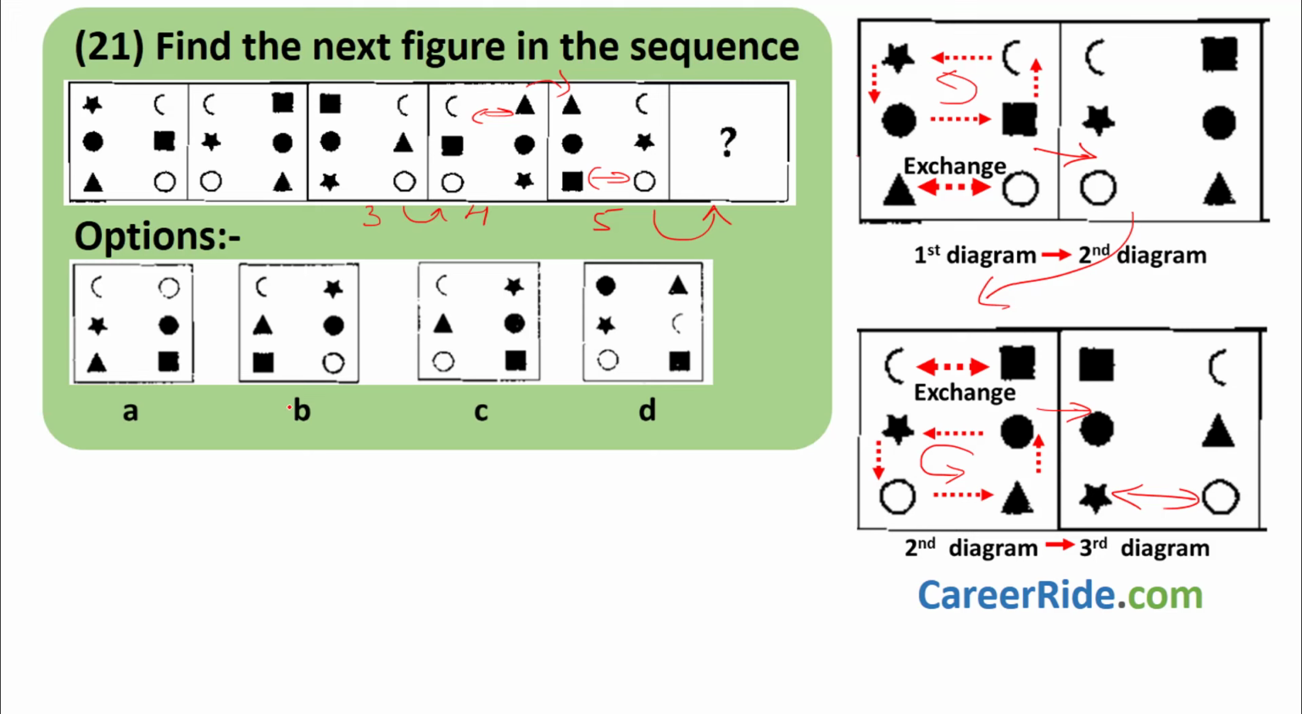You will get this or this. So these two are not there. Out of these two, now these which are there have to move in anti-clockwise direction. C will come on this side. Where is C on this side? Over here. So this is the answer.